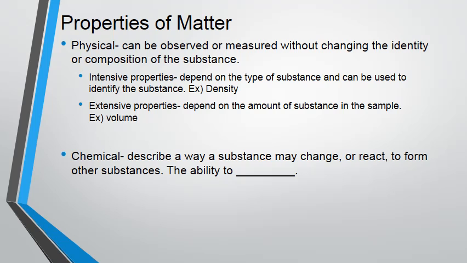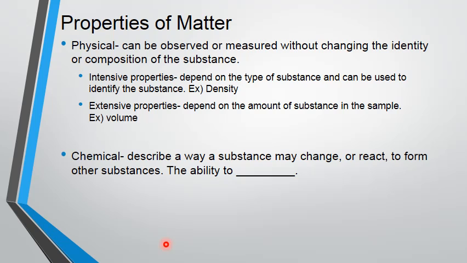If you have a little bit of something versus a lot of it, its volume changes depending on how much you have of it. But if you have 10 milliliters of water and 10 milliliters of oil, there's still 10 milliliters. It's still the same volume. So it doesn't matter what kind of substance, it just depends on the amount. So those are both physical properties. We can observe those things, we can measure those things. They all fall under that kind of umbrella of physical properties.